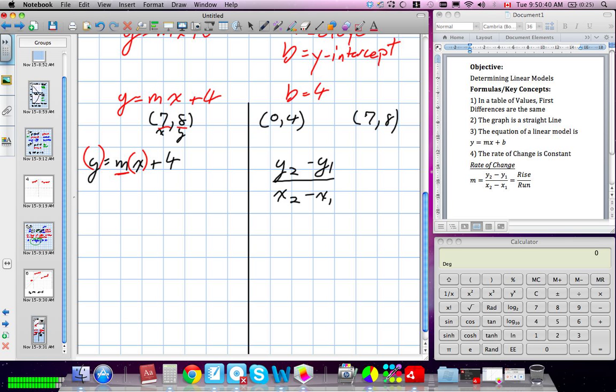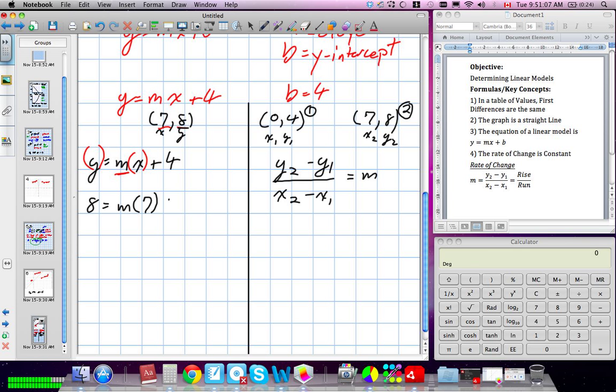I'm going to call this coordinate 1 and coordinate 2. It's always best to label your coordinates. That way you don't get confused when you're plugging them in. This will be our x1, y1, x2, y2. So I'll do the one on the left first, then the one on the right next. We have our coordinates. Our y value was the number 8. So we replace y with 8. Our x is 7, so we replace x with 7, plus 4.